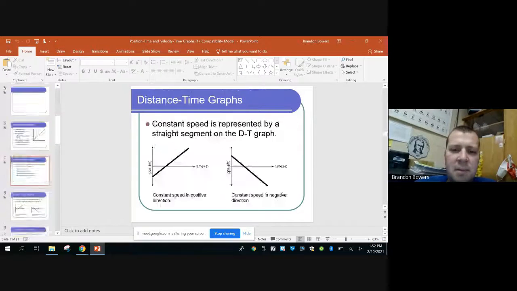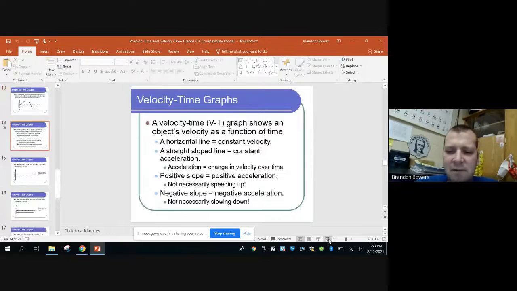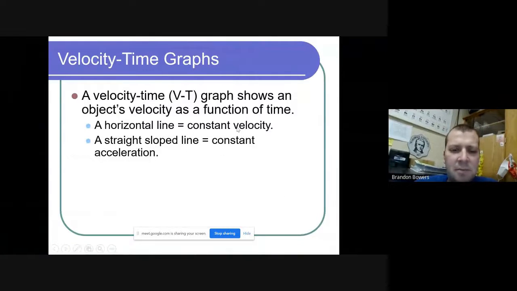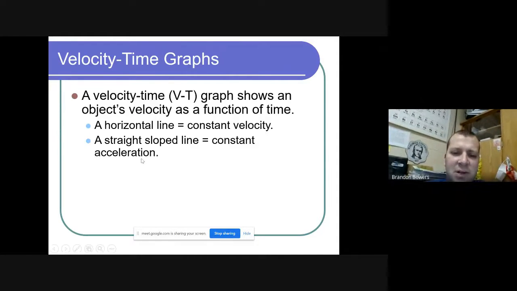Okay. So we already talked about distance time graphs. Now we're going to talk about some velocity time graphs. And if you have to pause the video at any point in time, please do so. If you have a horizontal line, which is a straight across line, it means it's a constant velocity. Whereas if it's a straight sloped line, that's a constant acceleration.